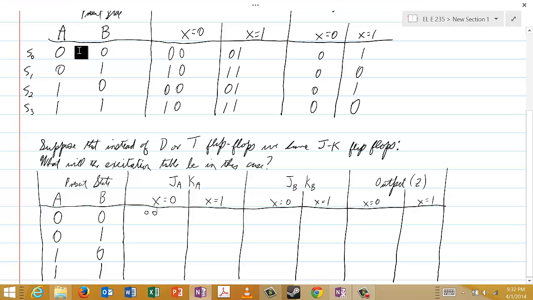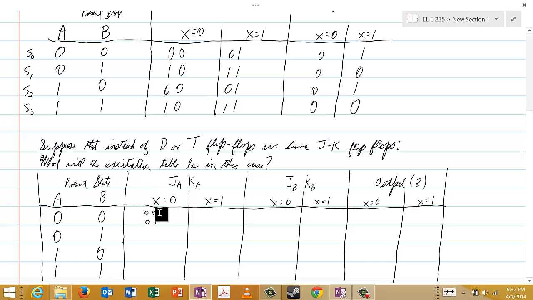A is initially 0, and then the next value of A is also 0, so it's staying the same. So 0, 0 is one possibility for JA, KA. But that is not the only possibility. Another one is 0, 1. Because remember, when a JK flip-flop has J equals 0 and K equals 1, that says, regardless of what the present value is, make the next value of the output equal to 0. And since the next value of the output here is 0, that would also be sufficient.